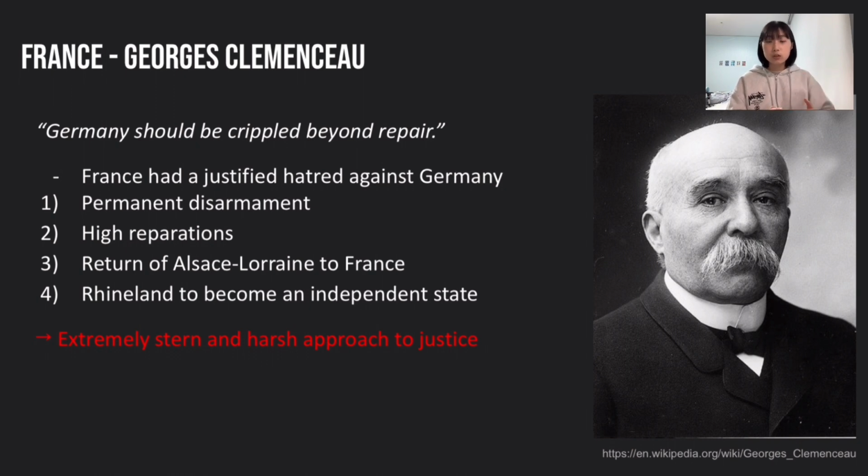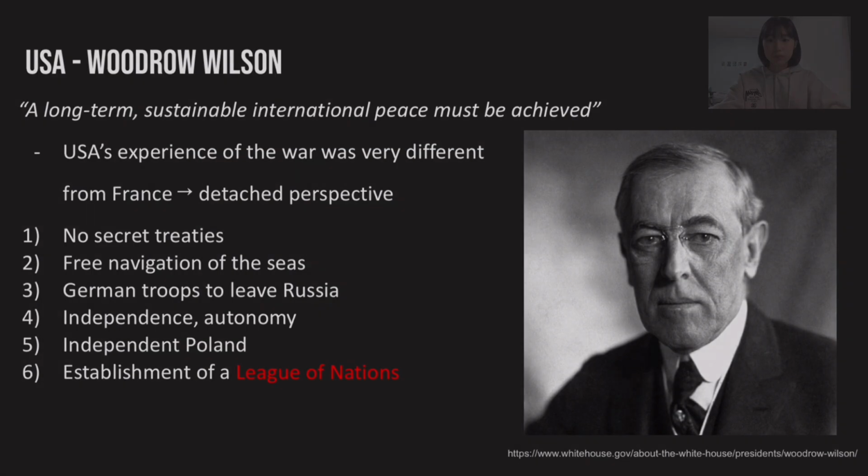He believed that this was the way to do it, and if harsh terms would not be imposed on Germany, they would just simply recover and do more acts of aggression and invade France again and start another war. So this was Clemenceau and France's stance, and we'll see that it differs a lot from the other leaders and what they think about the treaty.